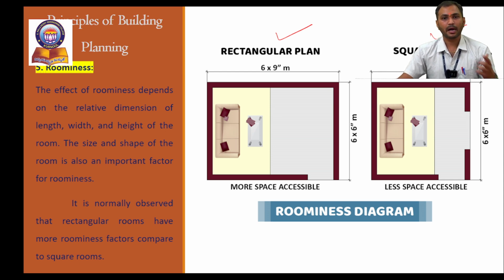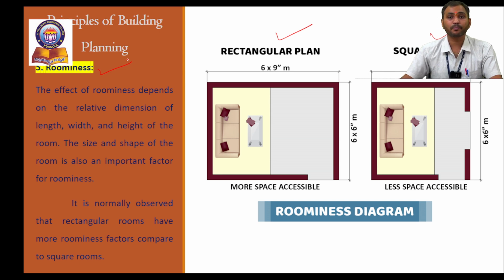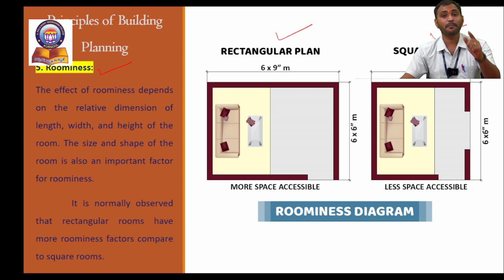For example, if I want to provide a very large hall, what type of equipment can we provide in that hall? Any furniture, or a TV, or we can just chit chat with our family members, or have discussions with our friends or neighbors. So roominess is nothing but the spaciousness of a room that we have to provide. This is also one of the main important principles for our building planning.